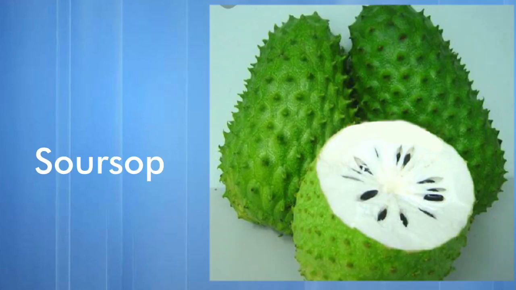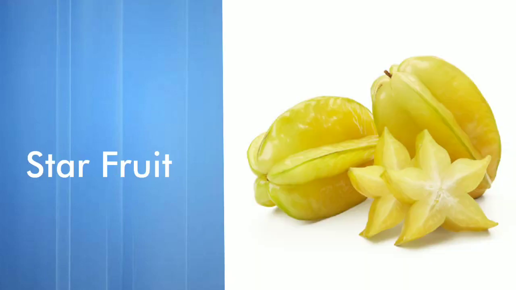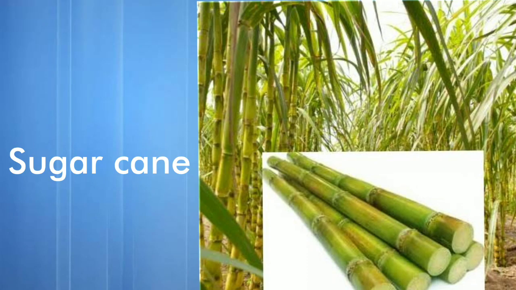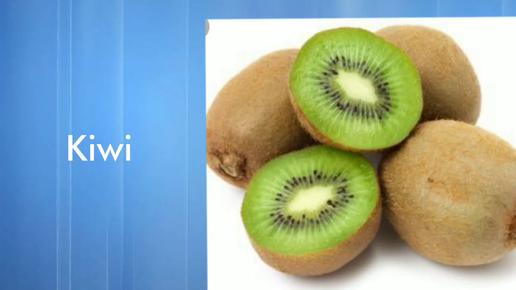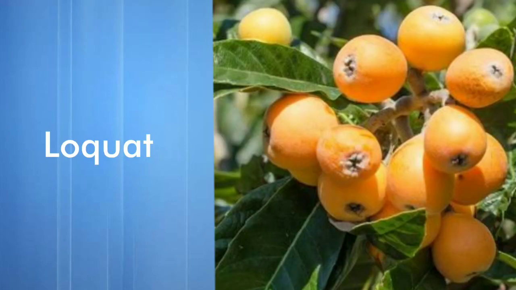Sour soup. It's a sour soup. What is it? Star fruit. It's a star fruit. What is it? Next we have sugar cane. It's a sugar cane. What is it? Sugar can be made through this. Kiwi. It's a kiwi. What is it? Loquat. It's a loquat. What is it?